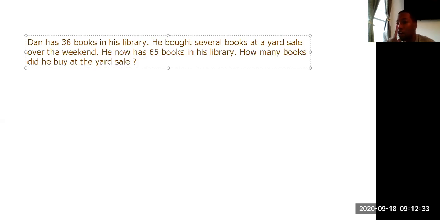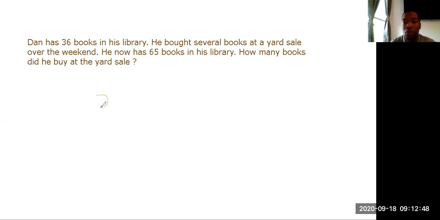So again, we have to figure out the unknown variable, and the unknown variable is normally what they're asking for. So we're going to write X, or we could use Y or Z. And we're going to say the X is how many books he bought at the yard sale. So we always identify our variable as what they're asking for.